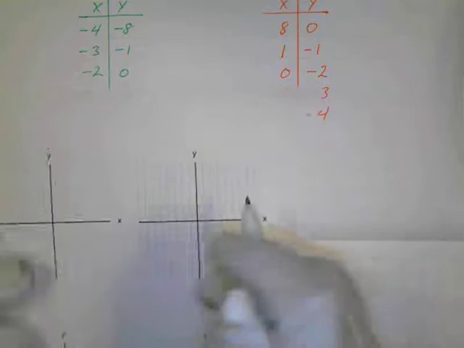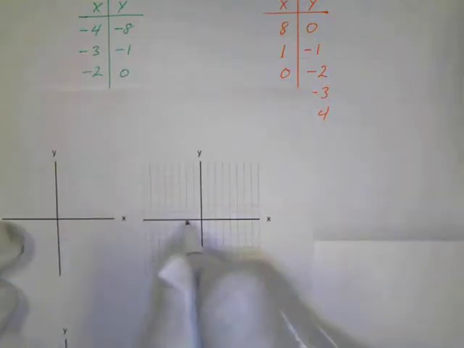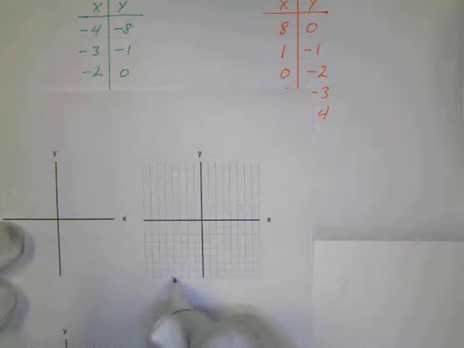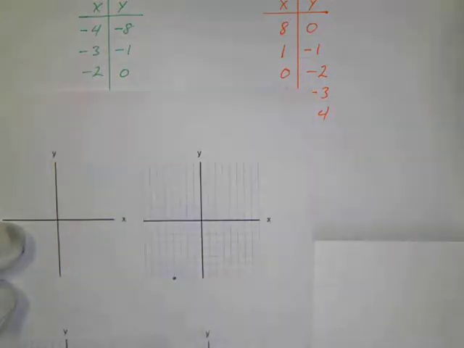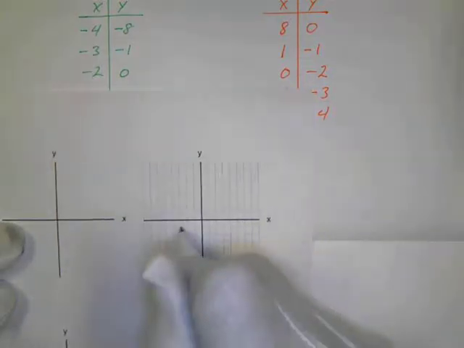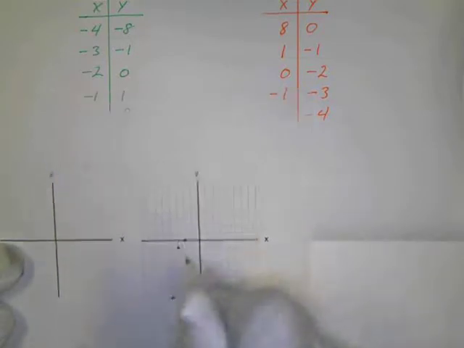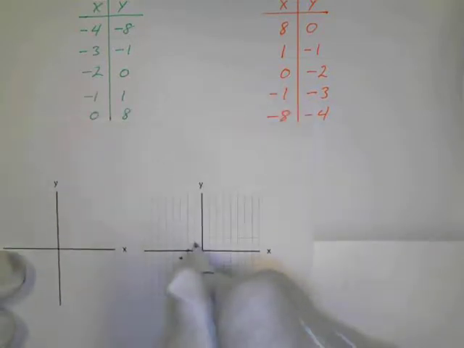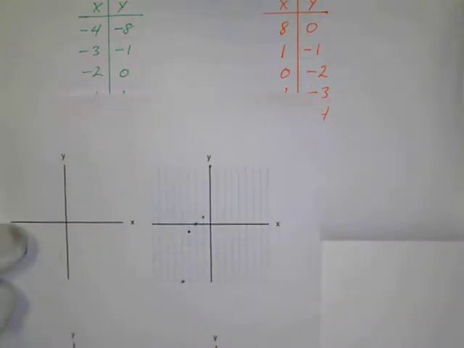So first of all, for f I've got -4, -8, so I go 4 to the left, 1, 2, 3, 4, -8, all the way down here, because this is an 8 by 8. The next one is -3, -1. Then I go to -2, 0. Then I go to -1, 1. Then I go to 0, 8. All right, so that's my f of x. You can see that there.